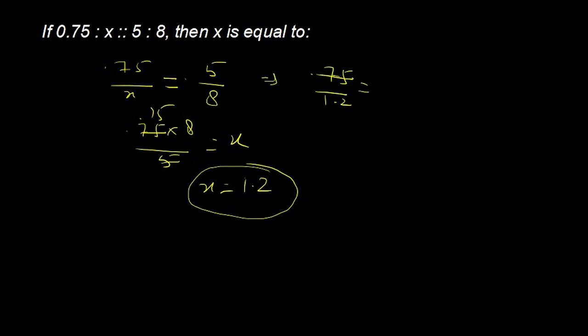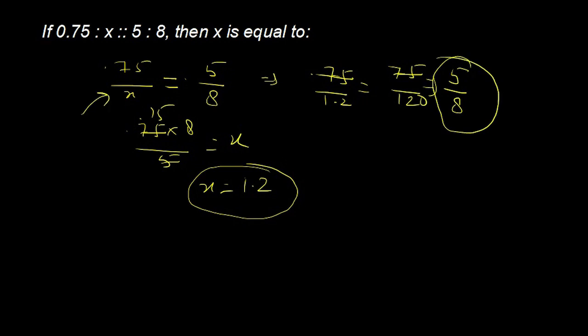Okay, and you can also cross check it: 0.75 divided by 1.2. Remove the decimals and it is 75 divided by 120. 15 fives are 75, 15 eights are 120. So you can also cross check it, or you can also start by doing this with the options. Okay, but we are not doing this right now.